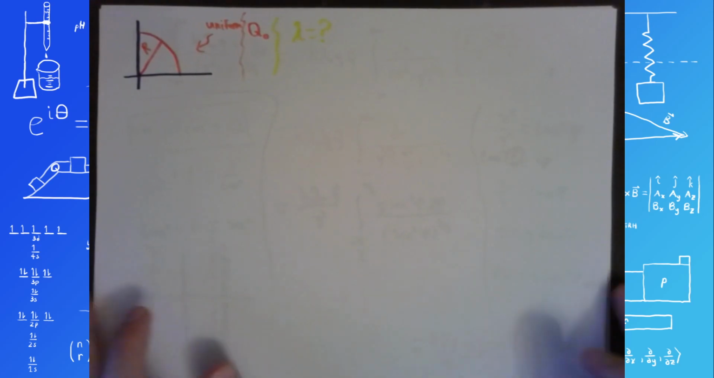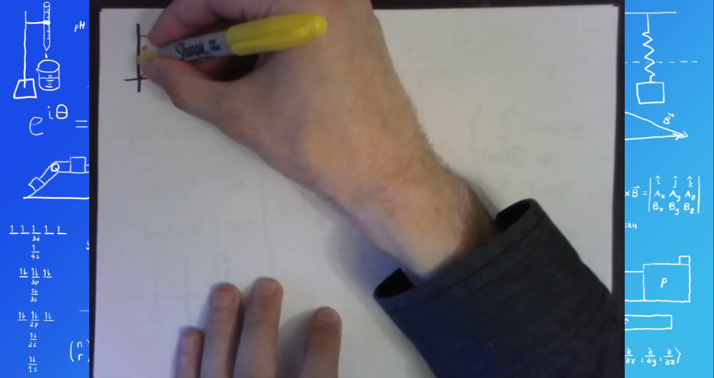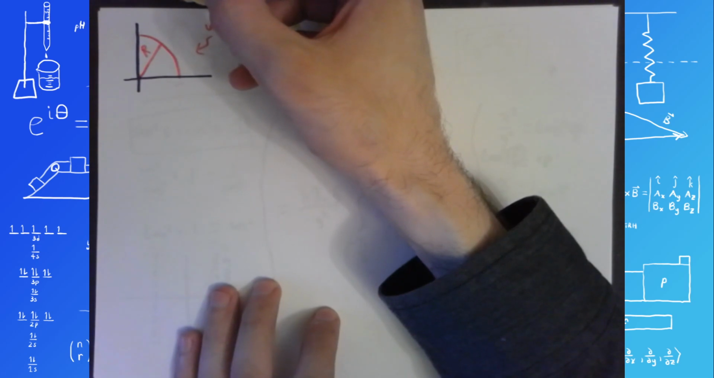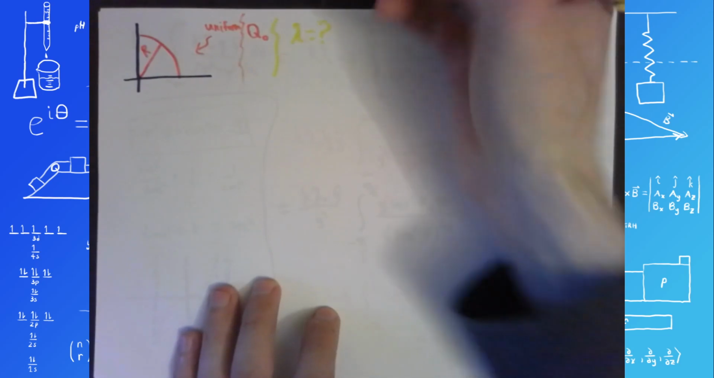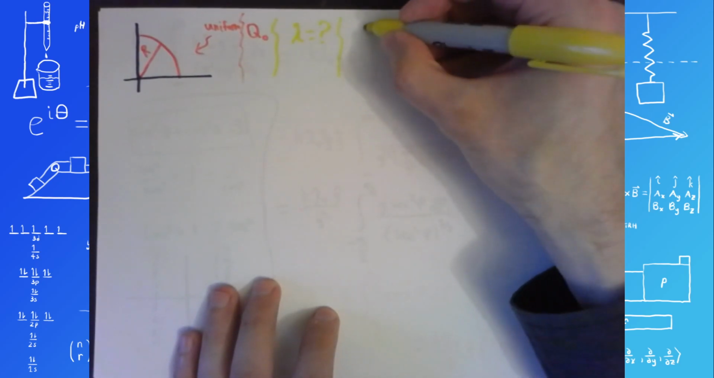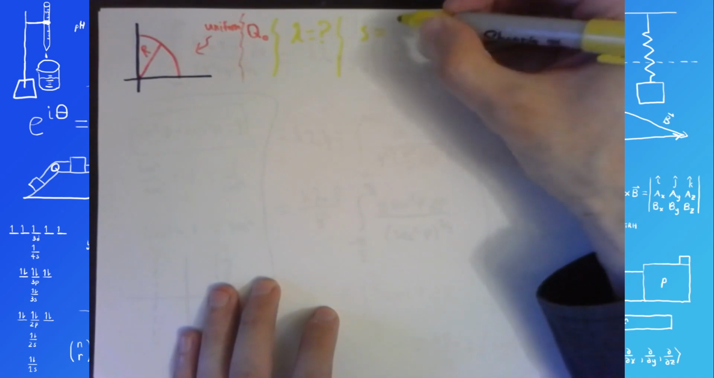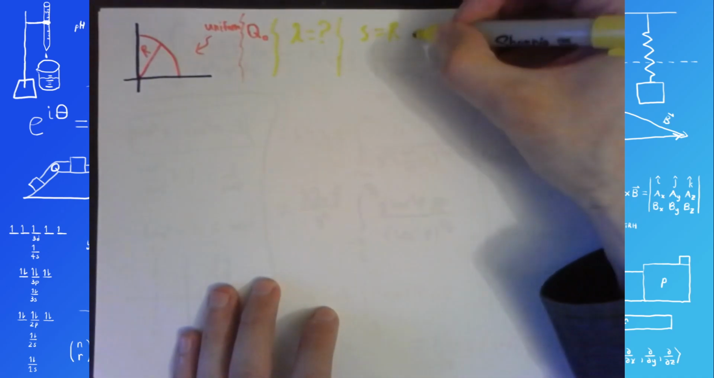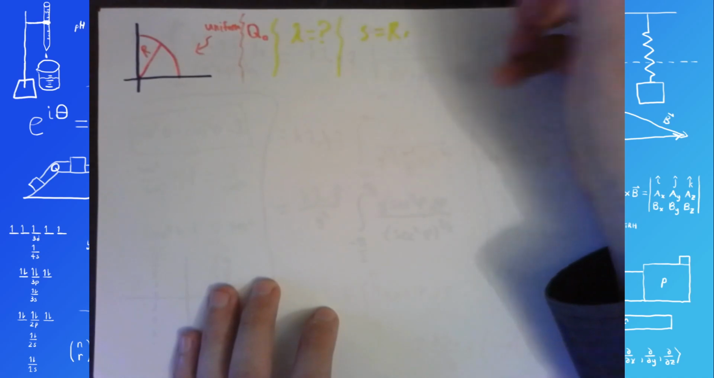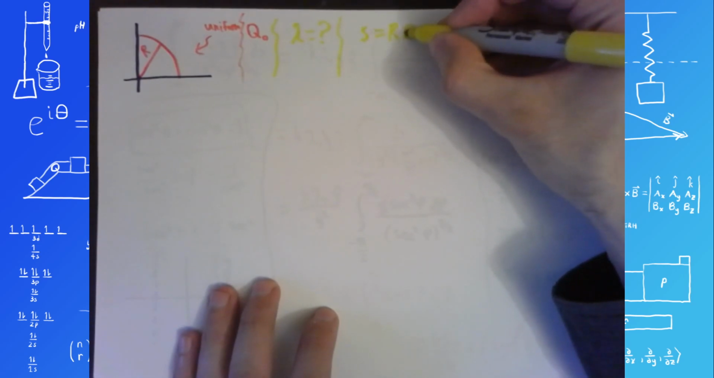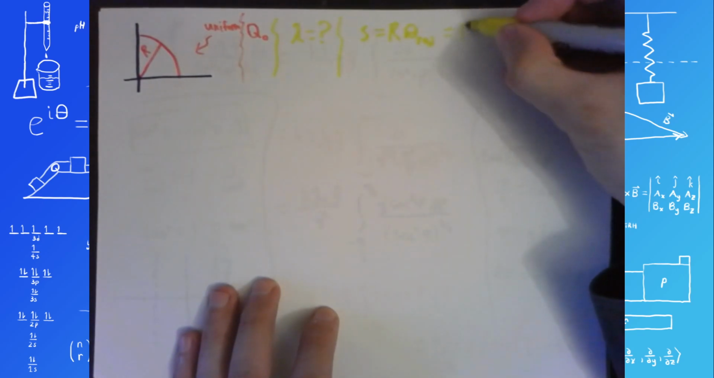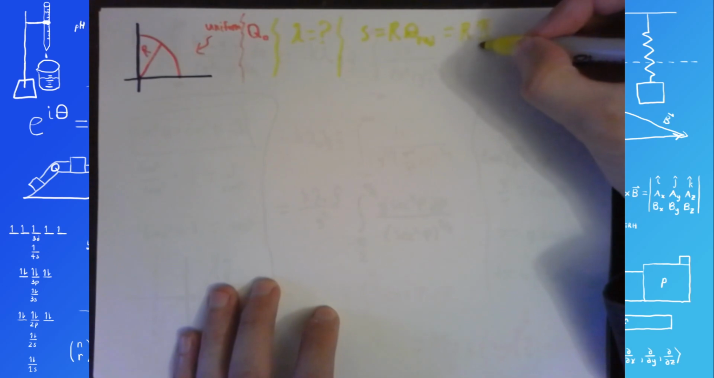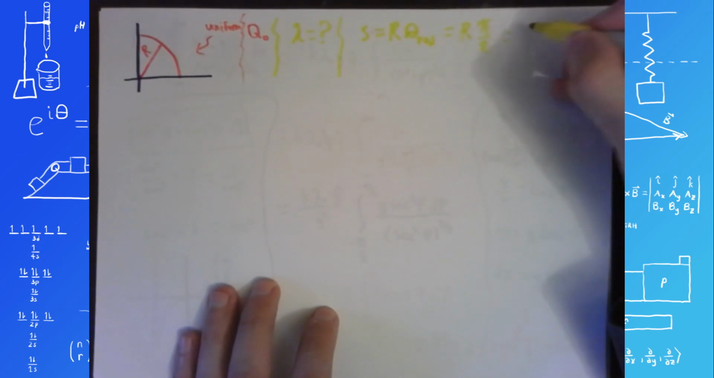If we know that it's a quarter circle, then we know how many radians this arc is. It's an arc of pi over 2 radians. So to calculate arc length, all we have to do is say arc length S is equal to the radius times the angle in radians. So that's going to be equal to R times pi over 2. And there we go. I guess we can also write it as pi R over 2.